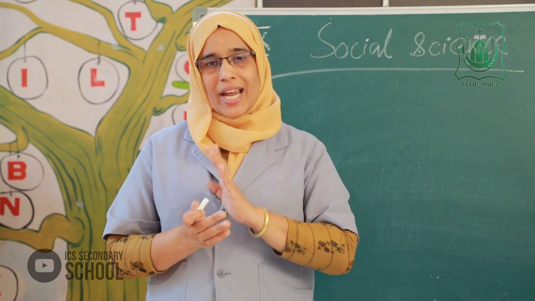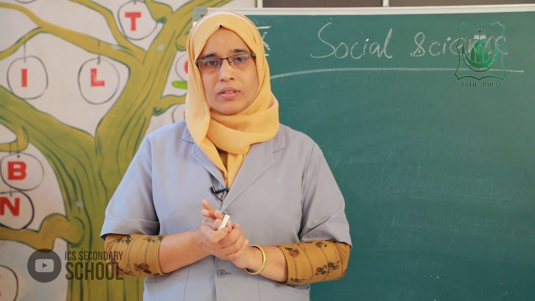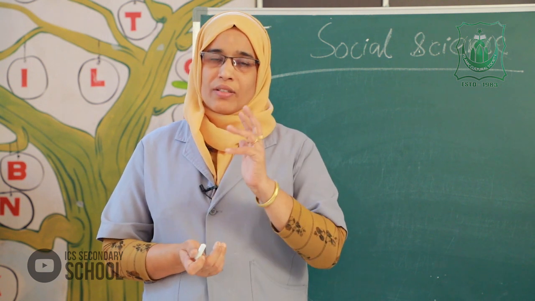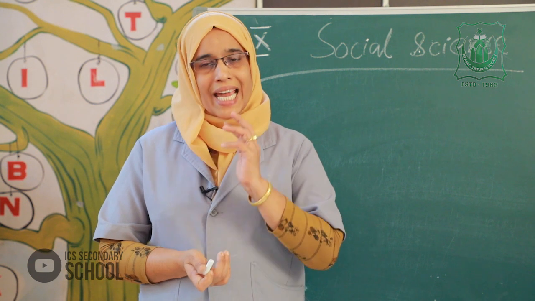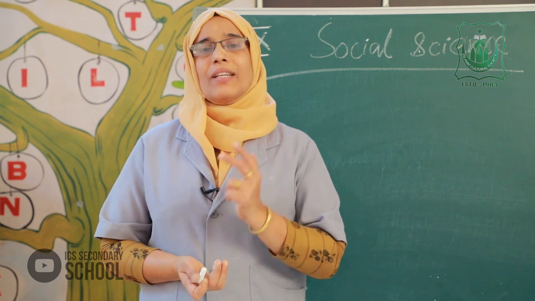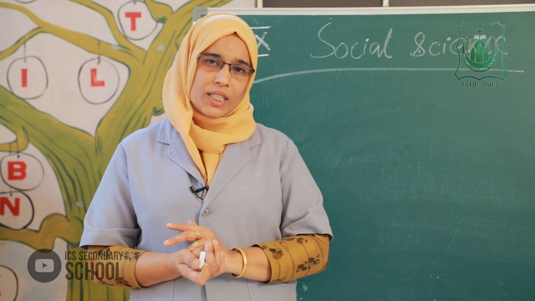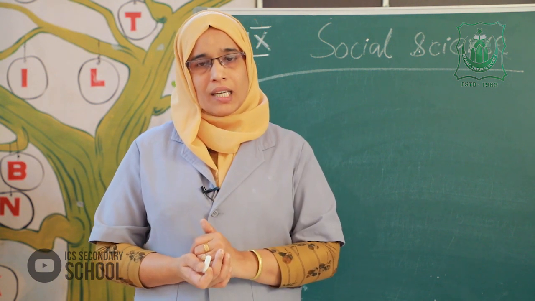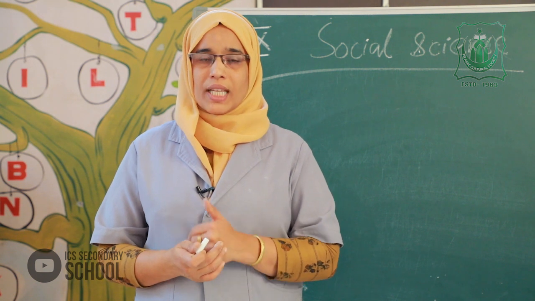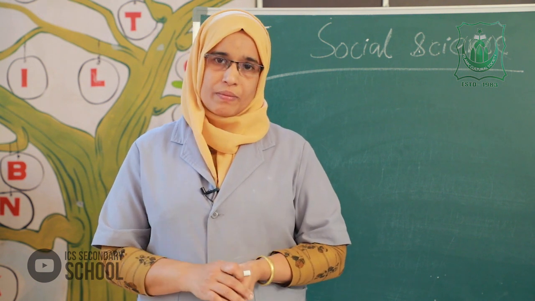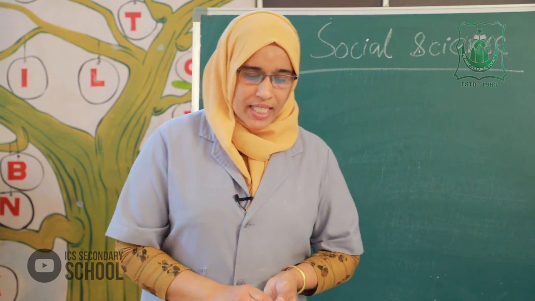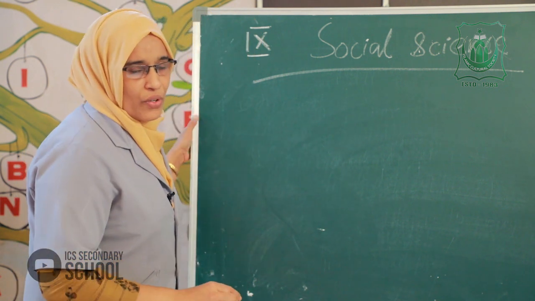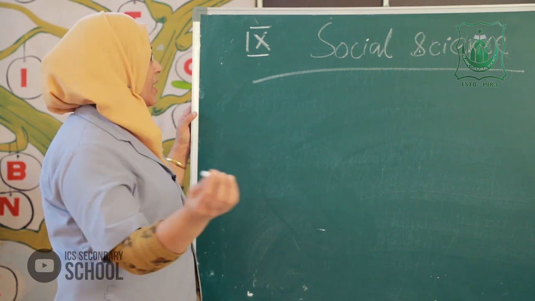There are four factors influencing the temperature. First one, latitude. Second one, altitude. Third one, nearness of the sea or oceans. The last one, wind. These are the factors influencing the distribution of temperature.